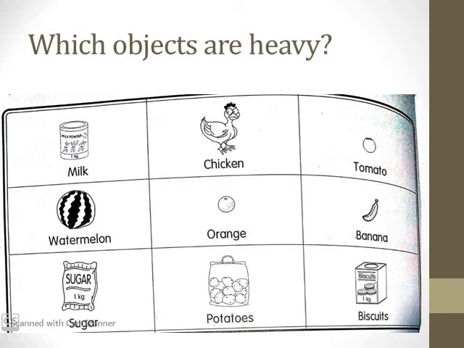Is it tomato? No, tomato is not one of the heavy objects in this picture. So watermelon? Yes, watermelon is one of the heavy objects in this picture. Even chicken is one of the heavy objects. And you can also say potatoes are one of the heavy objects. And orange, tomato, and banana seem the lightest in the picture, right? Next, now move to the next slide.